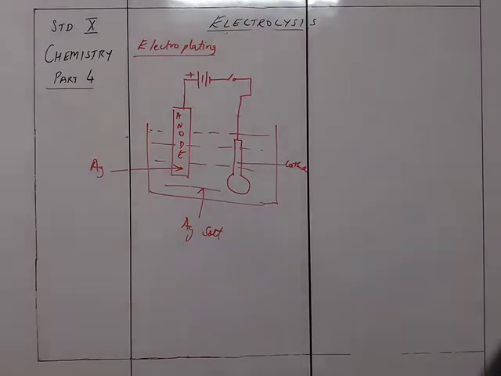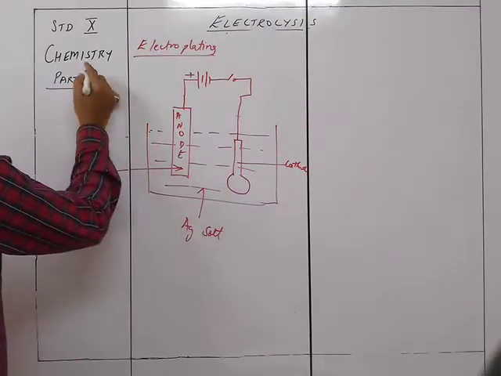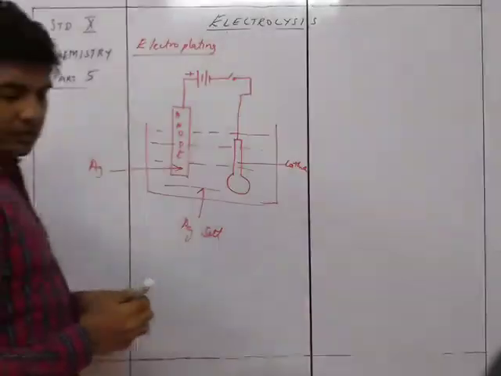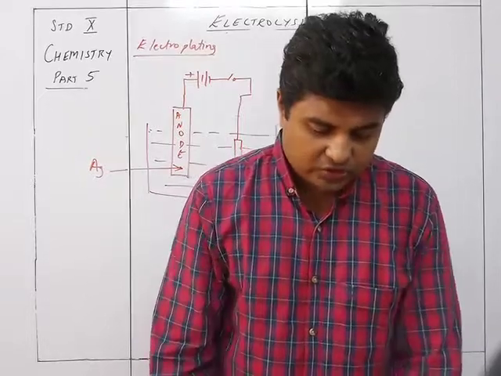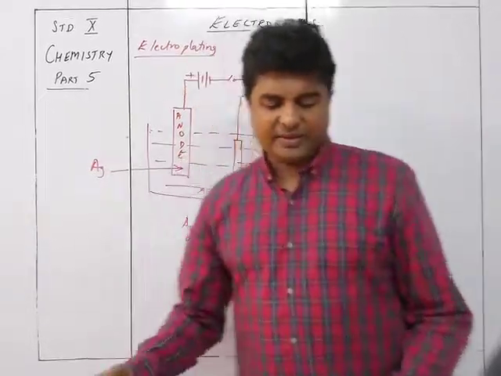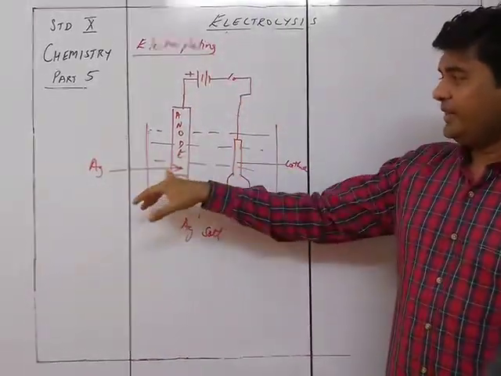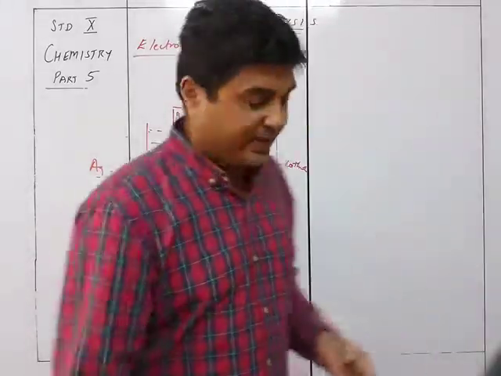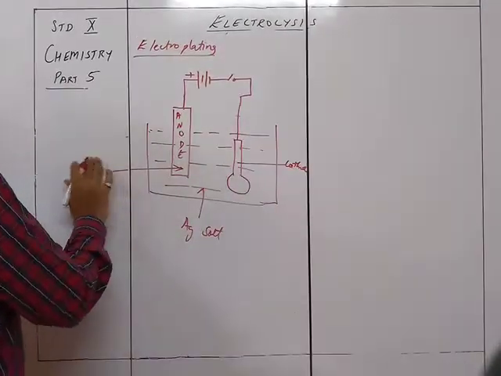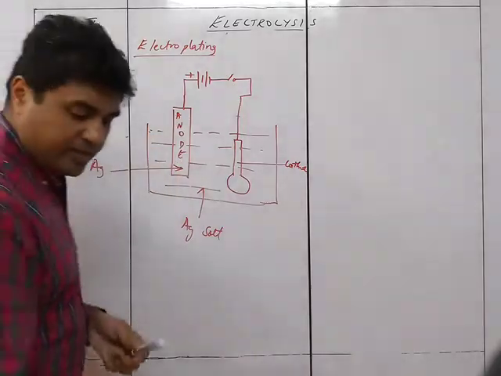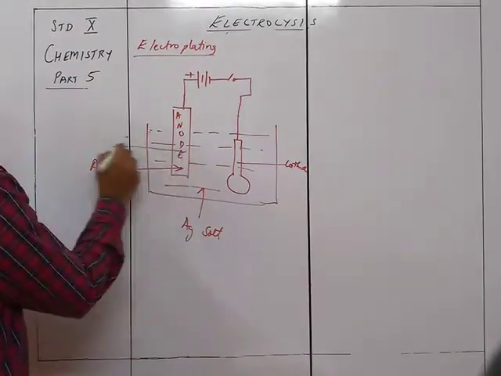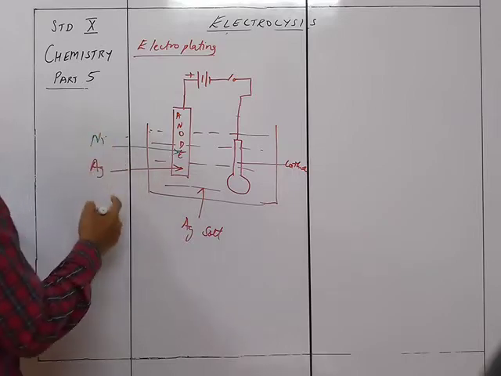So we now see the electroplating of two things. One is by using nickel and the other one is by using silver. First thing is, you can see the figure is going to be the same. The only thing is that in one case the silver block will be here as the anode, and in the second case it will be a block of nickel.